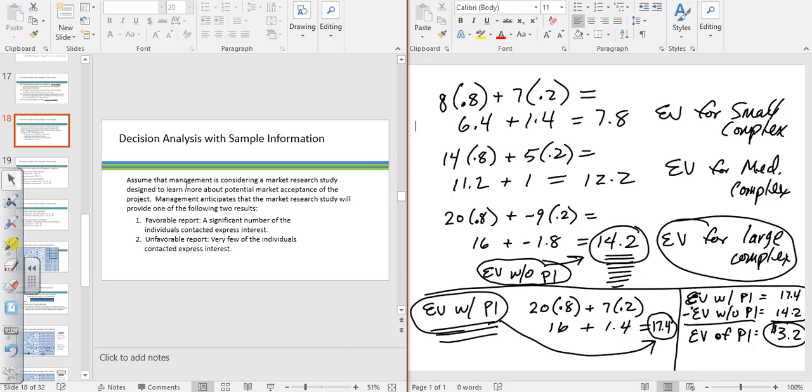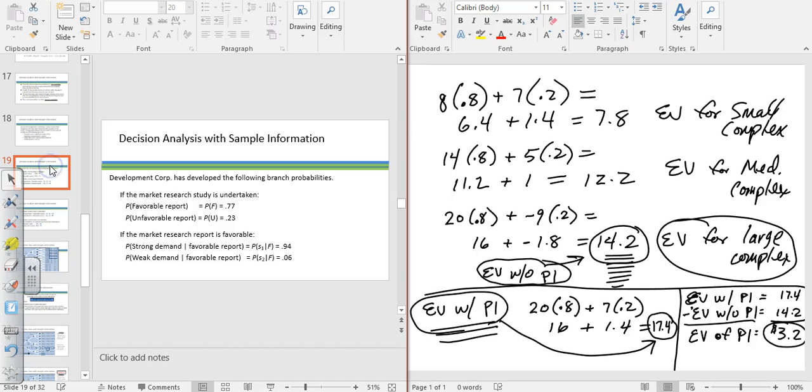Management anticipates that the market research study will provide one of the following two results. A favorable report: a significant number of the individuals contacted express interest. And then an unfavorable report: very few of the individuals contacted express interest. Okay. So your company, let's just call it Development Corp, has developed the following branch probabilities.